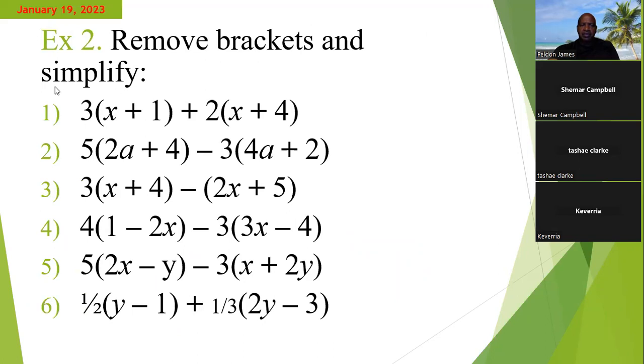So I would like you now to do this exercise applying what you would have learned from rule 3. So you have to remove the brackets and simplify. All right, so go ahead, you should be able to do these within 5 or 6 minutes. All right, so go ahead, you may begin. Be reminded that as usual, be prepared to walk me through your answers.